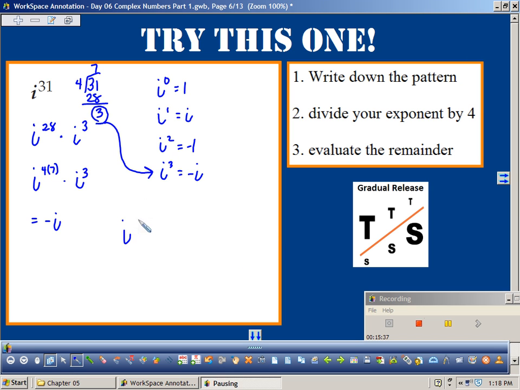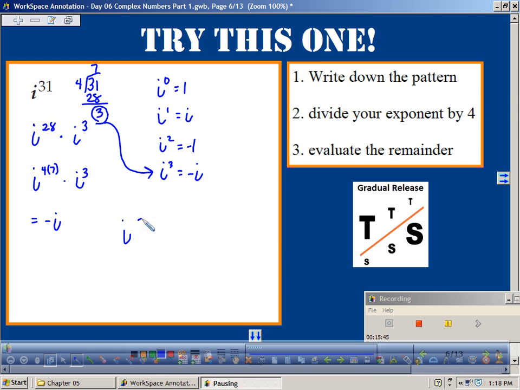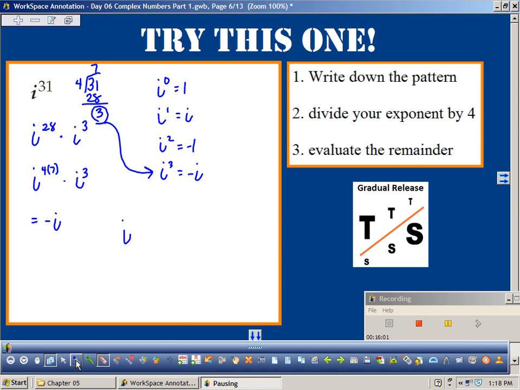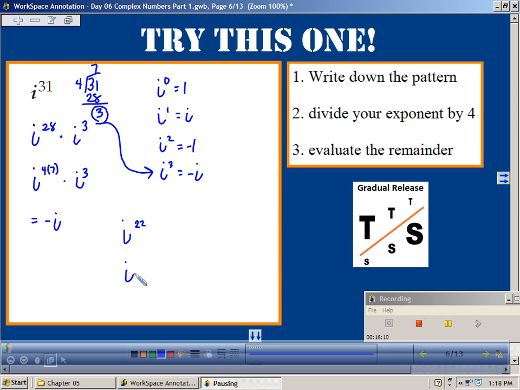What is i to the, give me one. 75. So 4 goes into 75 how many times? 18. Let's do a smaller number so everybody can see it. 20? That's too much. How about 22? How many times does 4 go into 22? 5 times, right? Because 5 times 4 is, with how many left over? 2, so you put negative 1. Negative 1. Yes.